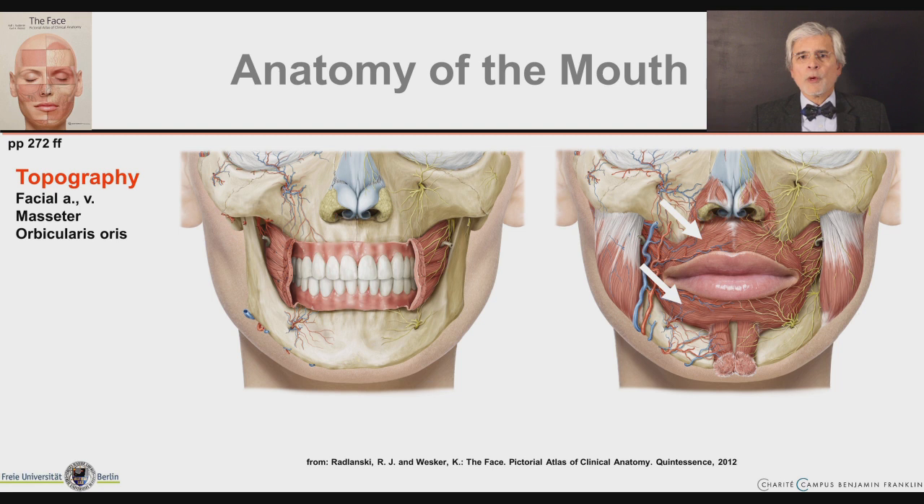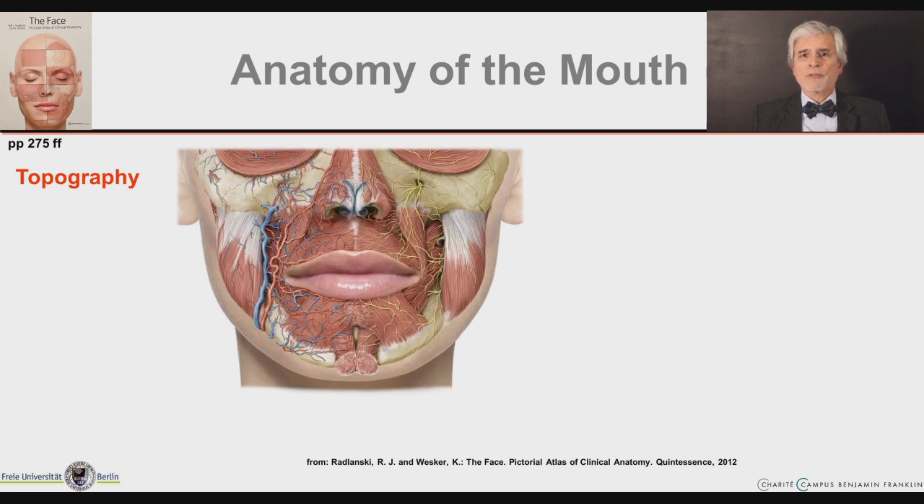Here we have the well-known orbicularis oris muscle again, which runs within the upper and the lower lips, and the chin, the mental muscle. And when you look at the right image more closely, you will see that Karl Wesker has already drawn a somewhat longer course of the vessels and for the nerves.